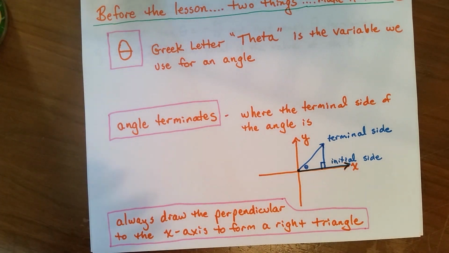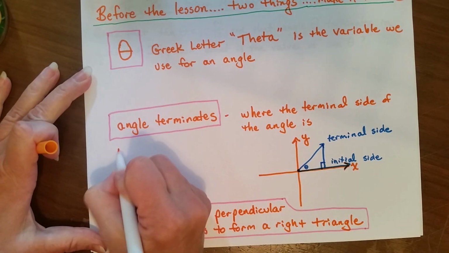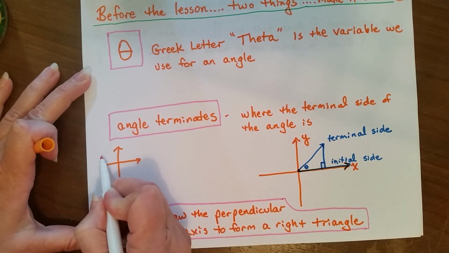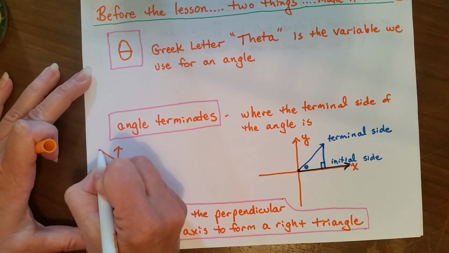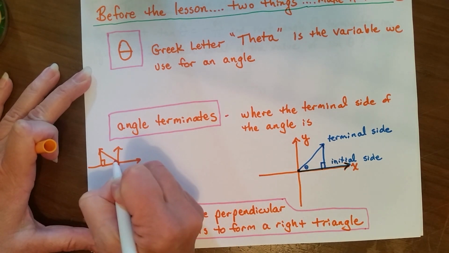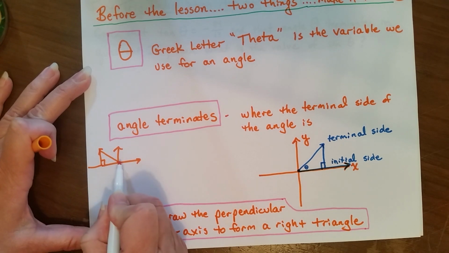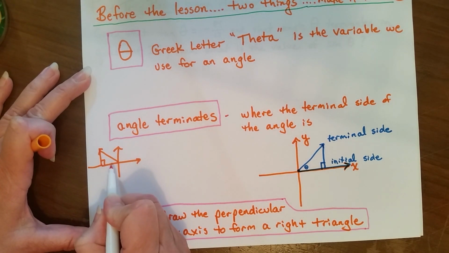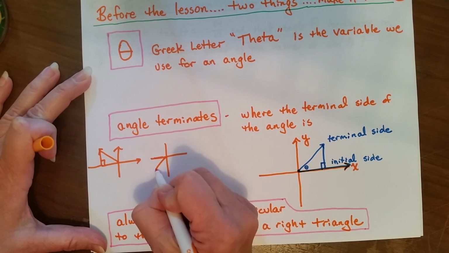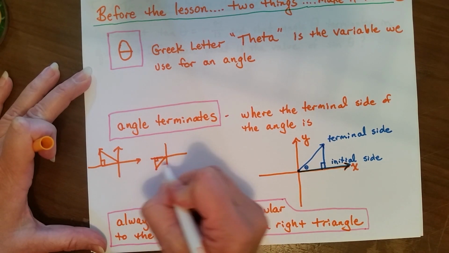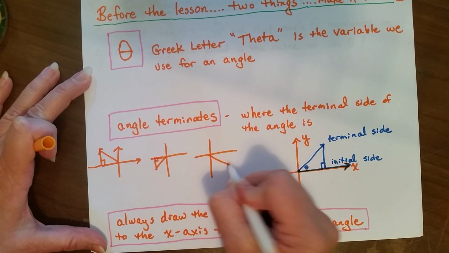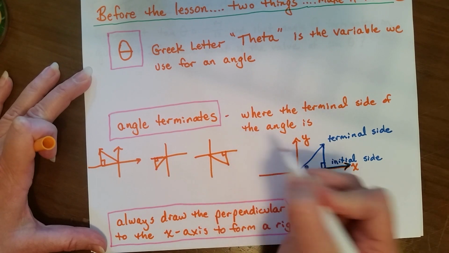Let's just look at what all 4 would look like. If it terminates in the second quadrant, then you would have an angle this way, and you would drop your perpendicular down like that. So if it terminates in the second quadrant, you have a triangle that looks like this. If it terminates in the third quadrant, then you would have a triangle that looks like this. If it terminates in the fourth quadrant, you would have a triangle that looks like this.